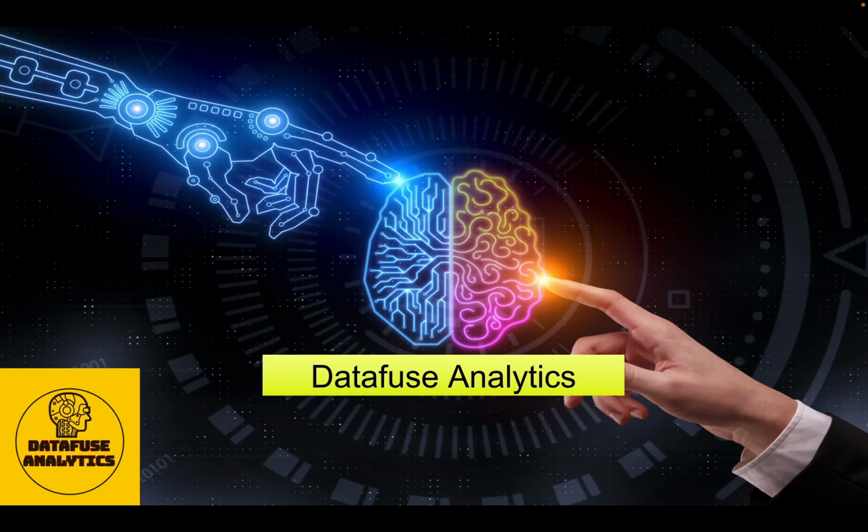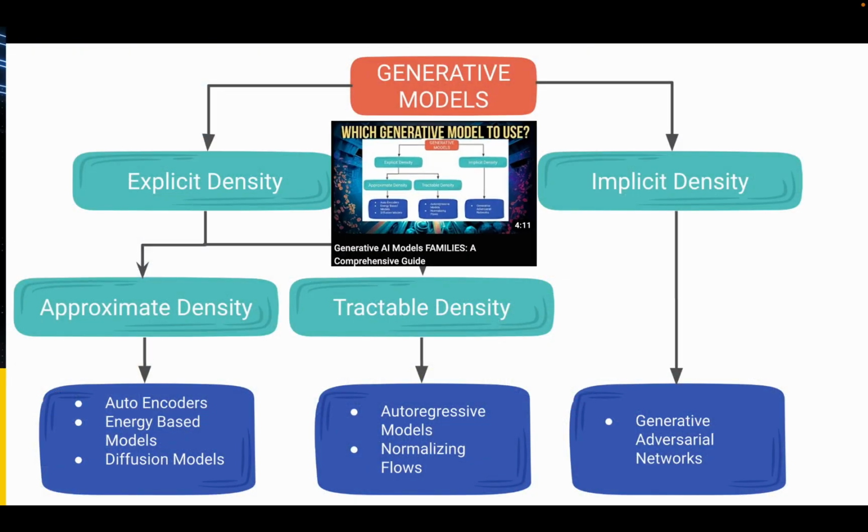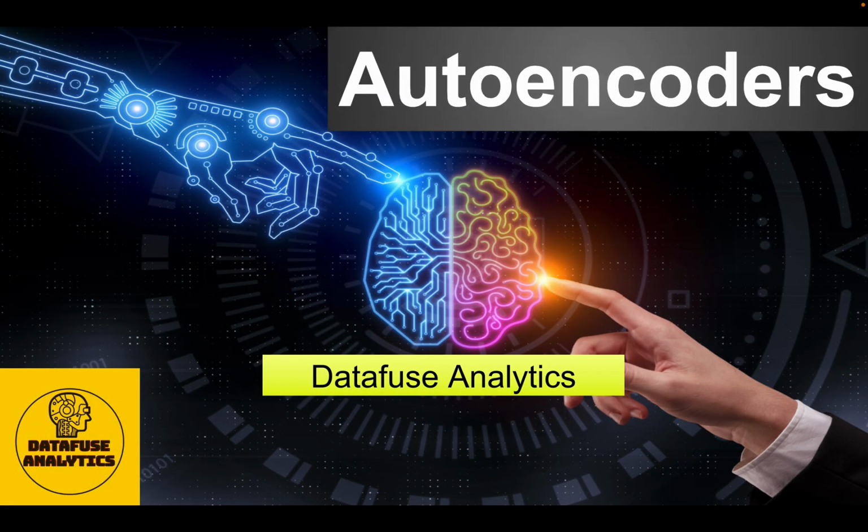In the previous video, we learned about generative AI model families. Today, we will be learning everything about an interesting and important generative AI topic which is called autoencoders. Autoencoders are a type of approximate density functions. So let's learn autoencoders today.